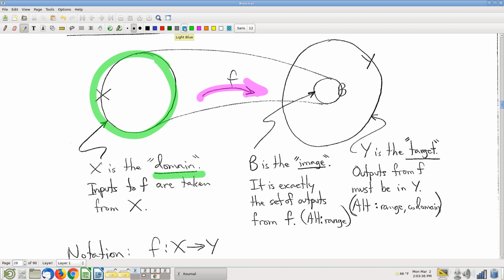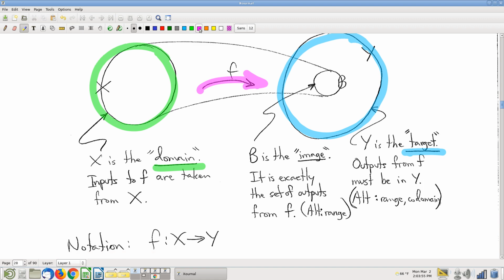This world over here that the outputs land in is called the target. You may have heard different names for this. I want to use the term target in this class, and I'll say a little bit more about that in a minute. Okay. So domain and target. And so a notation I want you all to be aware of is give the function a name, call it f. You say colon. The colon says I'm going to tell you some important features of this function f. Domain, and then an arrow, and then the target.